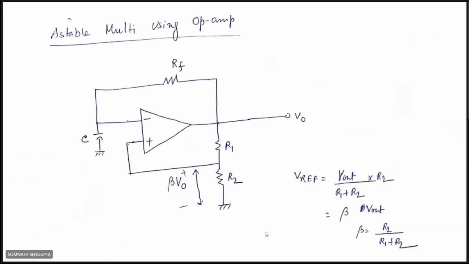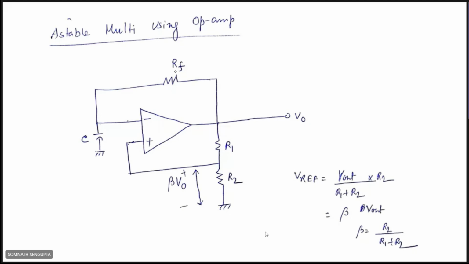Now we go to the astable multivibrator using op-amp. Here in the feedback stage, you see it remains the same, that is R1 and R2. R1 and R2 are present, and we take the voltage drop across R2 and apply it to the non-inverting terminal. But here we use some RC circuit.